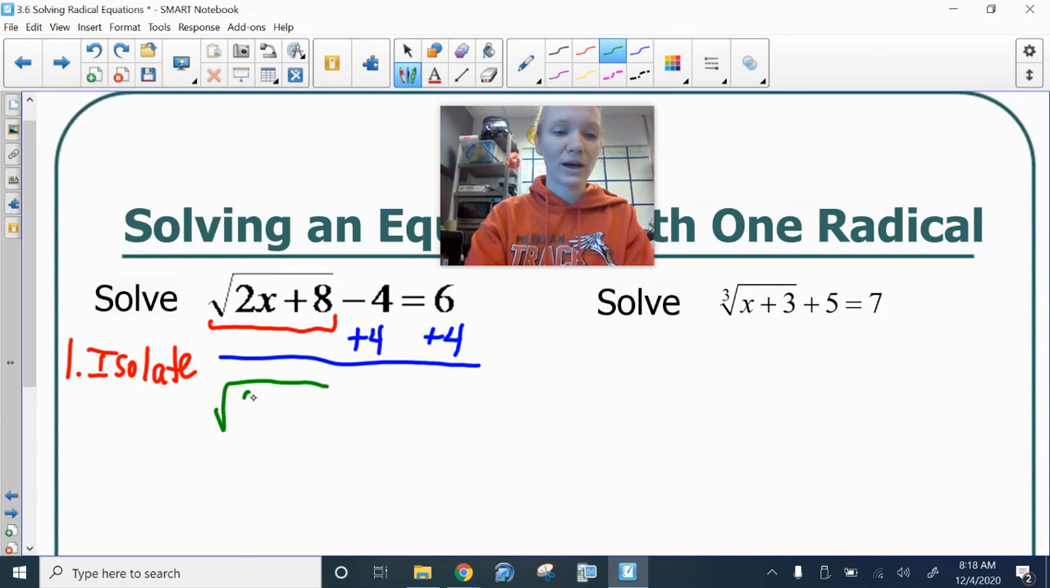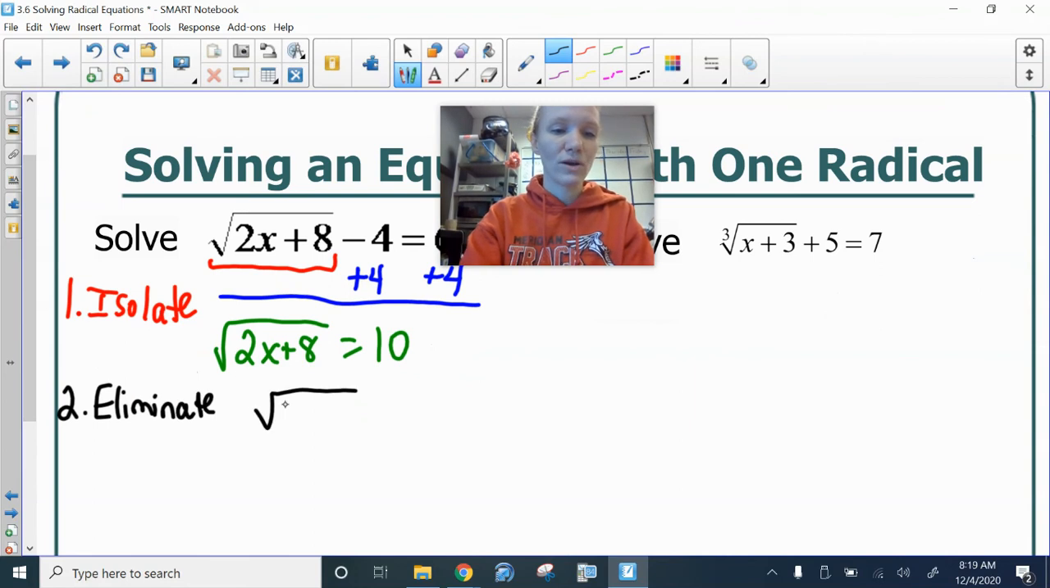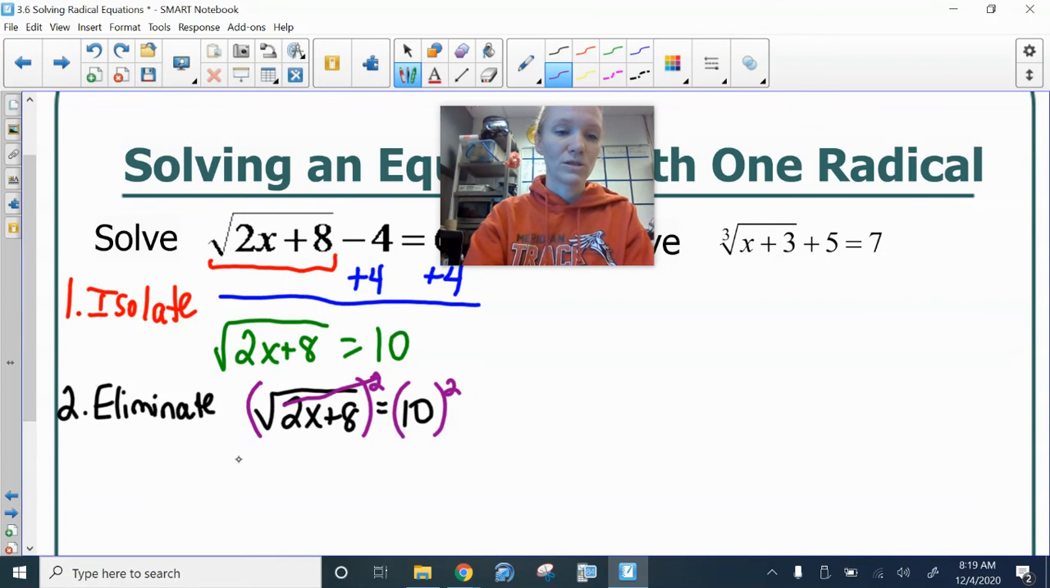So I still have my square root of 2x plus 8 equals, now I have 6 plus 4 gives me 10. So I've done as much as I can at this point to isolate the radical. Now I need to eliminate it. So if I have the square root of 2x plus 8 equals 10, I need to raise it to a square because that's going to get rid of a square root. So that way those go away. So now I'm left with 2x plus 8 equals 10 squared, which is just 10 times 10, which we all know is 100.